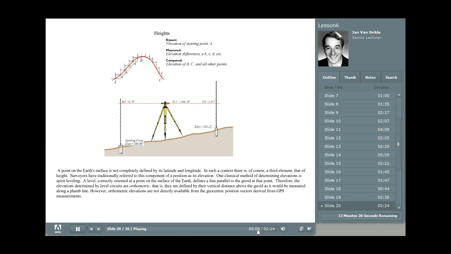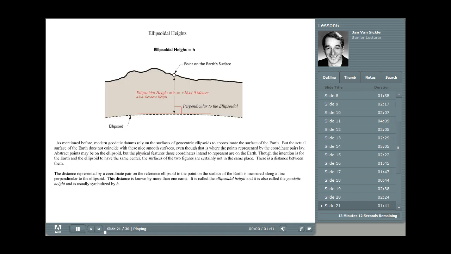So we have a long legacy of benchmarks and recorded heights and archives that are based upon this sort of methodology of determining heights. And so this is what we normally think of when we talk about elevations. We think of orthometric heights, or heights based upon gravity. However, there's another kind of height, and that height is an ellipsoidal height.